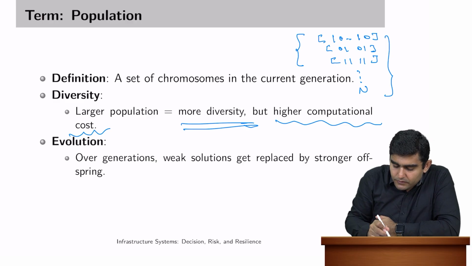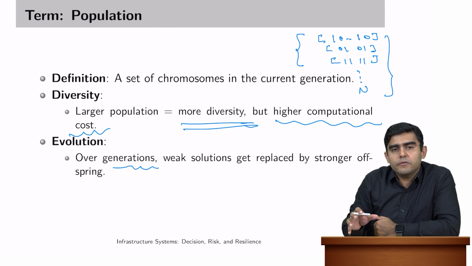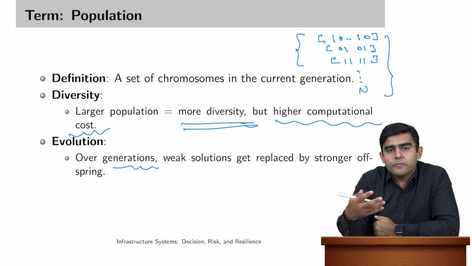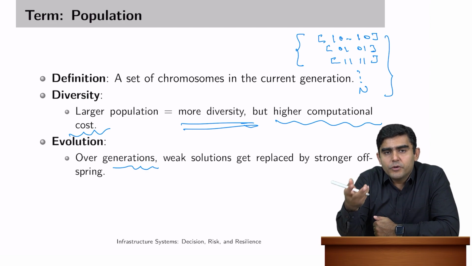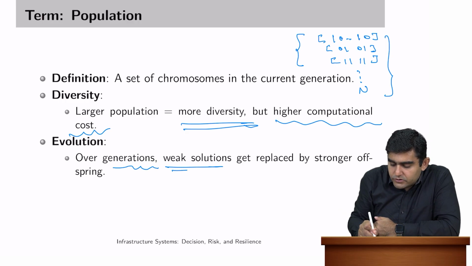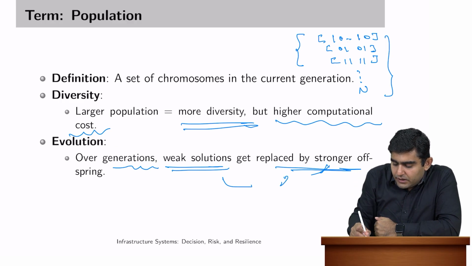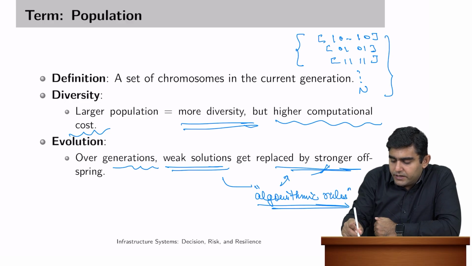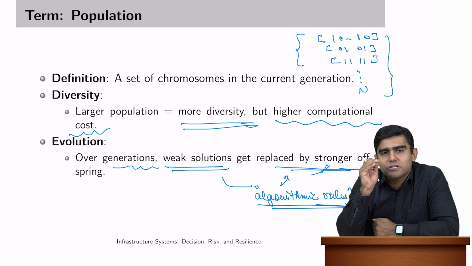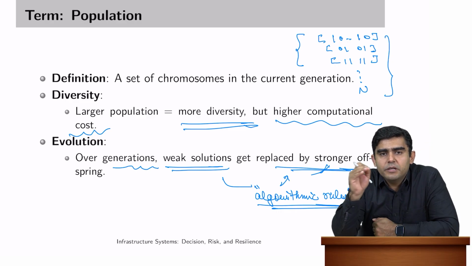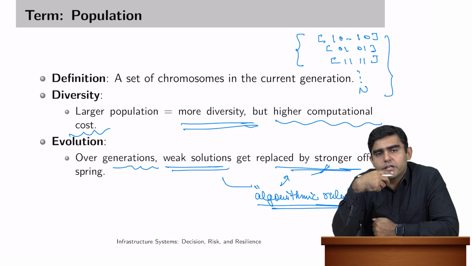And what we see is that over generations, these populations are not stagnant. You initialize from here, but these populations also evolve by producing offspring or by mutating, as a result of which weaker solutions get replaced by stronger offspring. And that is where the algorithmic rules come into the picture. You just don't say that now I have defined the initial population, keep on mutating. You have to keep a check and find mechanisms to eliminate your not so fit population members.